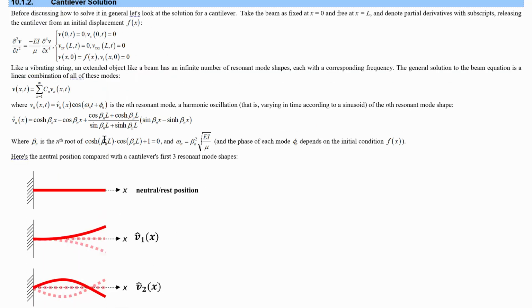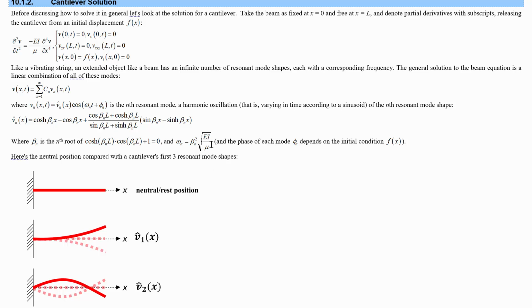What are the betas in here? The betas are the roots of this equation. Cosh of beta L times cos of beta L plus 1 is 0. And the frequency is related to this beta. If you know what beta is, and you know what the beam's flexural rigidity and mass per unit length is, then you can figure out the frequency.